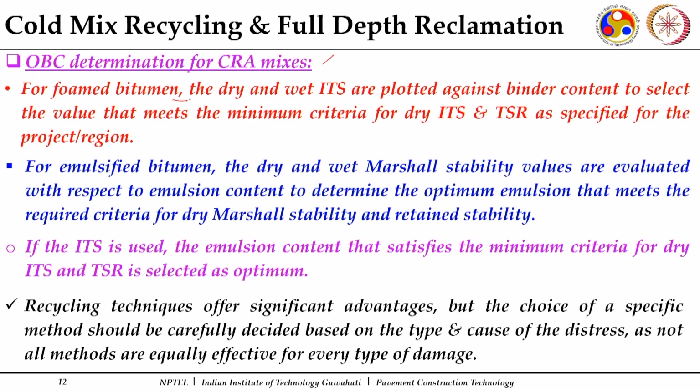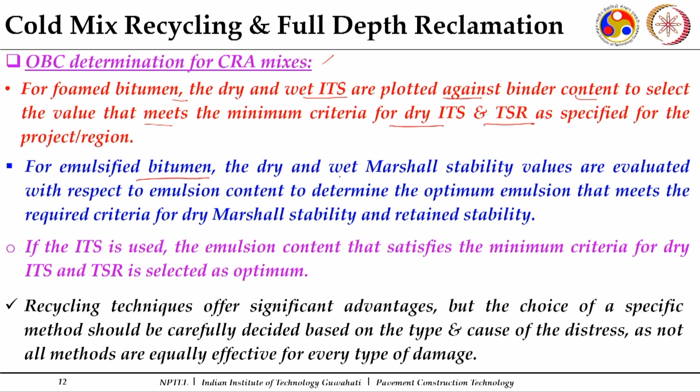So, for foamed bitumen, the dry and wet ITS are plotted. This is usual, as we did in the case of hot mix asphalt design. We can plot the dry and wet ITS values with respect to the binder content. So, select a binder content which meets the minimum requirement of ITS and TSR.